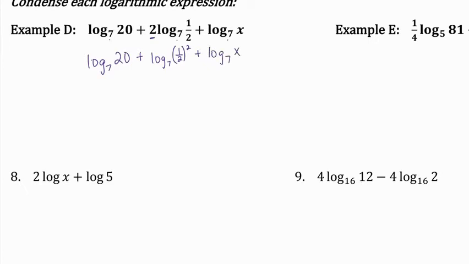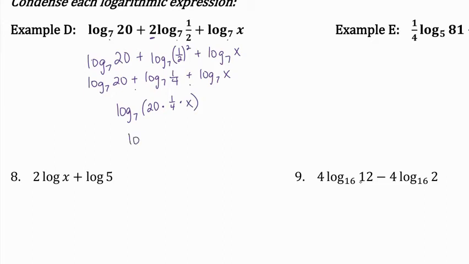And then I can go ahead and do that 1/2 squared, right? So log base 7 of 20, log base 7, 1/2 squared is 1/2 times 1/2, or 1/4, plus log base 7 of x. Okay, so then I've taken care of my exponent, right? Then all I have is addition and addition. So if I've got addition, that means I can condense them all into one logarithm and multiply all of my arguments. So this is going to become log base 7 of 20 times 1/4 times x.